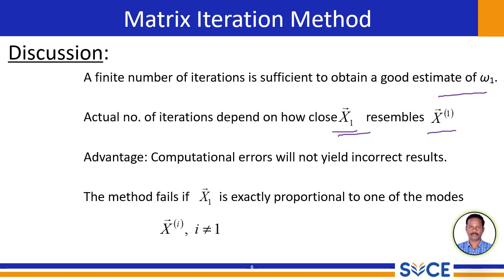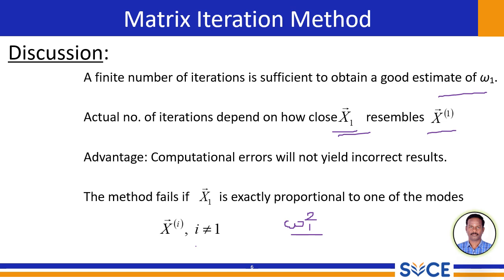The ratio of corresponding elements in successive vectors gives an approximation of the square of the lowest natural frequency, that is omega 1 square. Specifically, for any element i in the vectors, the ratio will be approximately equal to omega 1 square.